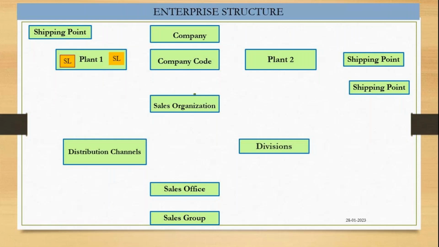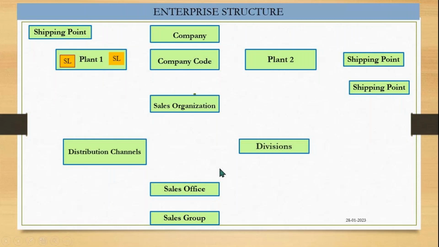And in order to do any sales transaction, either a quotation, inquiry, whatever we want to do, at least one division is mandatory in the system. At least one division we have to create, otherwise sales transaction is not possible.